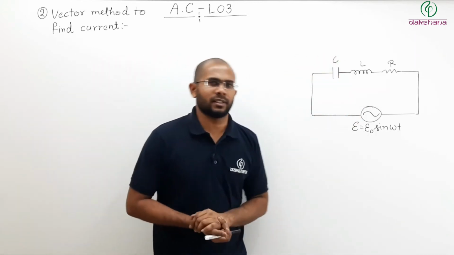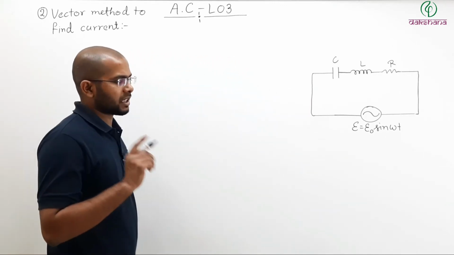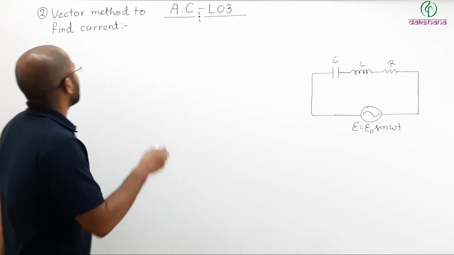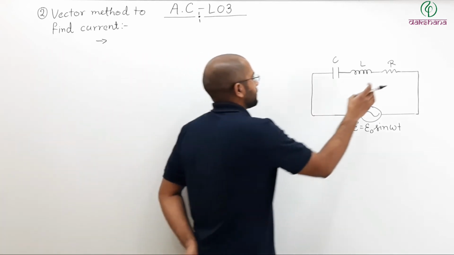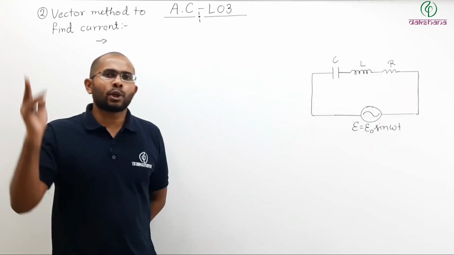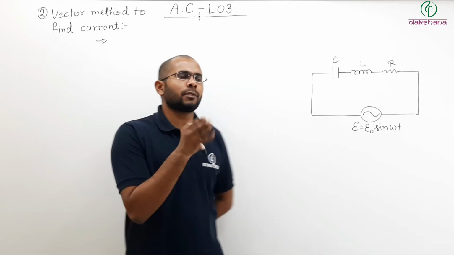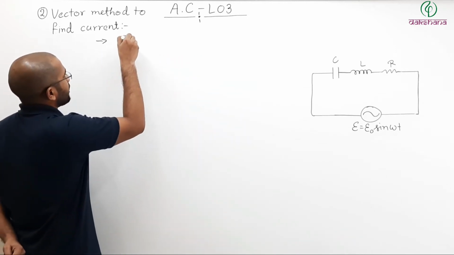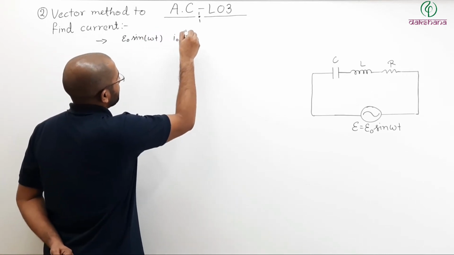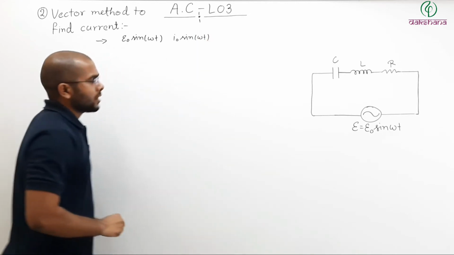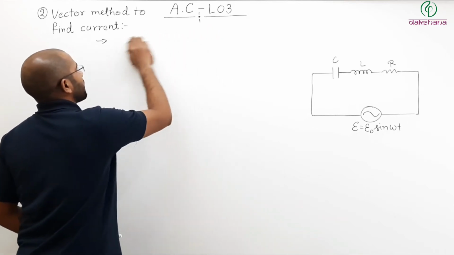Mathematically it will be very difficult. So there is an easier way, which is the vector method. So what do we do in the vector method? Let us start with resistance. In a purely resistive circuit, if you remember, EMF was E naught sine omega t and current was I naught sine omega t. So in a purely resistive circuit, current and EMF were in the same phase.